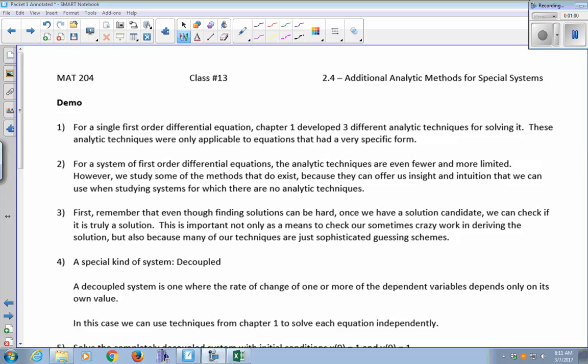All right, for a single first order differential equation, chapter 1 developed three different analytic techniques for solving it. So what were those for just a single differential equation? Separation of variables. Yep. And there was one more. It's the one where you have e to the integral. Yes, it's called integrating factor.